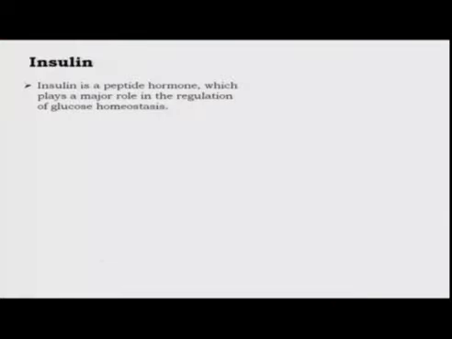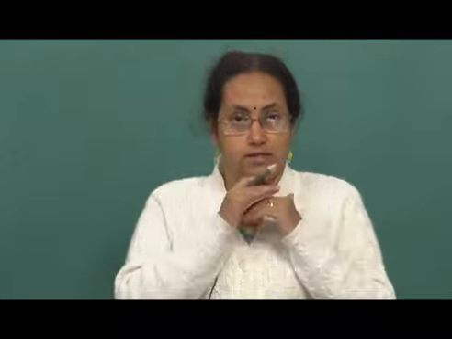Now, let us talk about each of these two hormones. You all obviously heard about insulin. So, insulin is a very, very important hormone for our body functions. It is a peptide hormone and it plays a major role in the regulation of glucose homeostasis. So, the blood glucose levels are very critically regulated within a certain range.